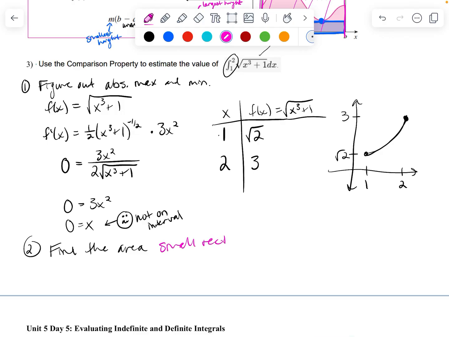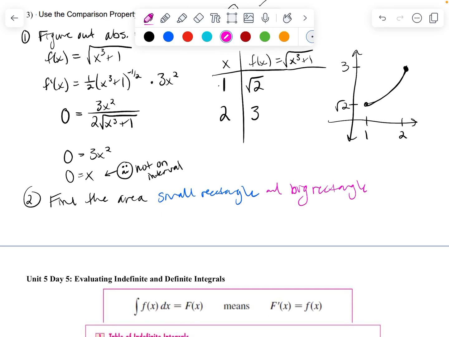of the small rectangle and the big rectangle. Oops, I wanted that in blue. Whoops. So if you were to make a giant rectangle, the smallest rectangle you can make is using the smallest height, which is right here, because that's the smallest value. So the smallest rectangle I can make is this guy. My width is 1, but my height is root 2.